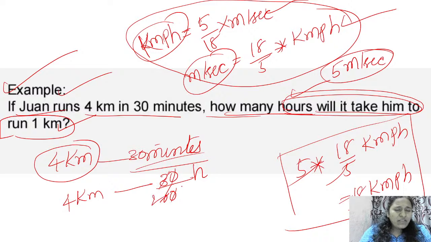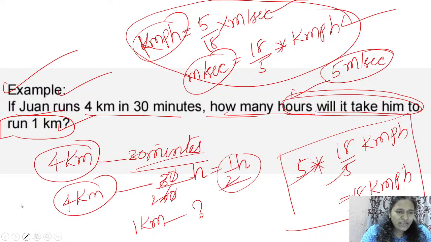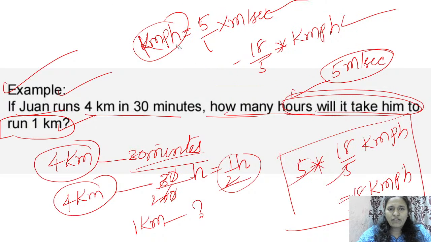30 minutes means generally we know, right? 30 minutes means half an hour, 1 by 2 hour. To convert minutes into hours, we have to divide by 60. That you have to remember. Here 30 minutes we are converting into hours, that's why I am dividing by 60 minutes. Then it became hours. 4 kilometers he is traveling in 1 by 2 hours. In 1 kilometer, how much time will it take? Again, this is also a cross multiplication, right? I will explain once more here.